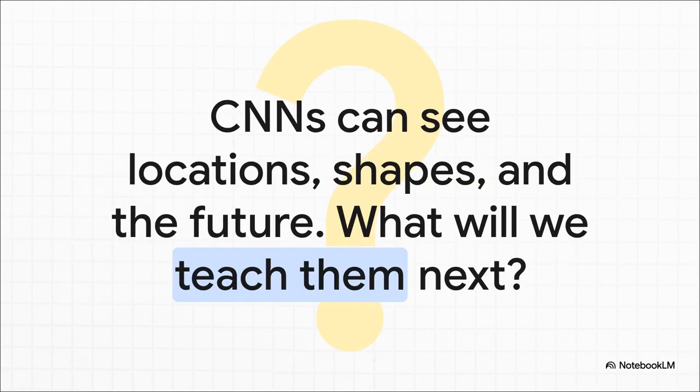So just think about that for a second. We've taught these networks to see not just what's in an image, but where it is, its exact shape, and maybe even what it's going to do next. Which leaves us with a pretty fascinating question for the future. As our own challenges get more and more complex, what new kinds of structures will we need to teach our machines to see?